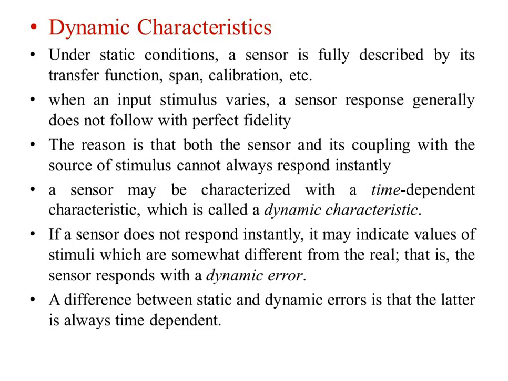Obviously this is going to have an effect on your sensor, and your sensor will not follow what exactly you are expecting. So there is a difference in fidelity. Fidelity means to produce the exact output that you expect. This is called fidelity. So you cannot get the same output as you are expecting. The reason is that both the sensor and its coupling with the source of stimulus cannot always respond instantly. That is again a second condition.